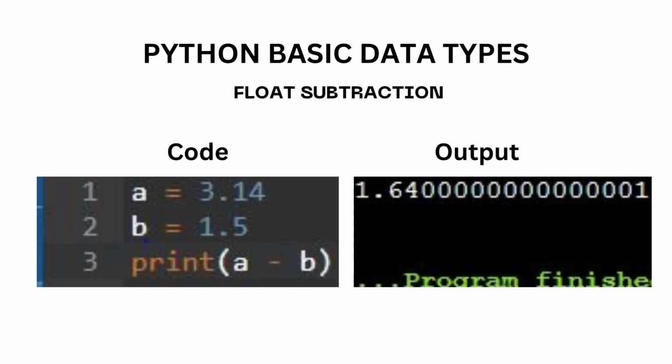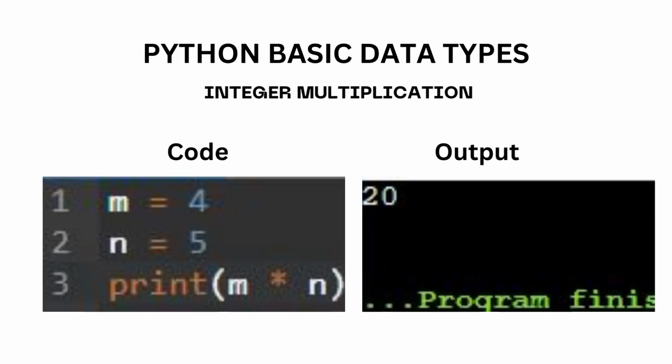Float subtraction. In this example, we first assign the float value 3.14 to the variable a and the float value 1.5 to the variable b. We then print the result of subtracting b from a using the minus operator. The output will be 1.64, which is the difference between 3.14 and 1.5.